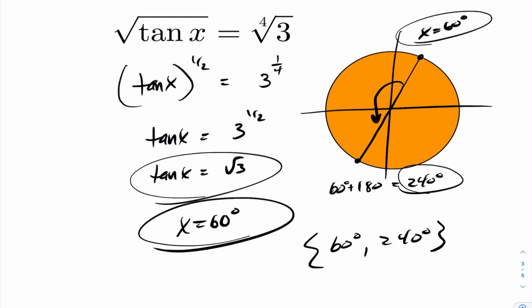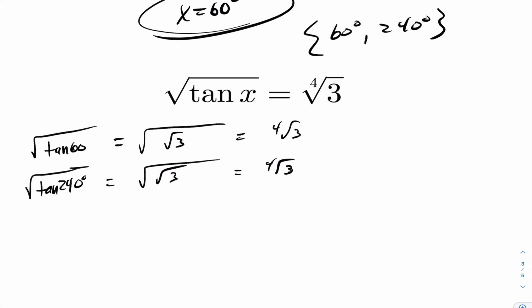Now, one thing we have to watch out for is we did square both sides of the equation, so it could be the case that we introduced the option of an extraneous root. So let's go ahead and check our answer by substituting both of these answers into our equation. And you can see here quite quickly, substituting either 60 degrees or 240 degrees ends up yielding the fourth root of 3. So we have found both solutions. Let's take a look at another example.